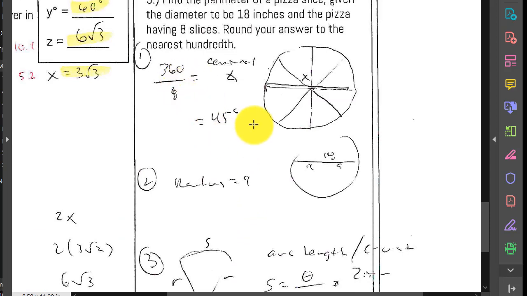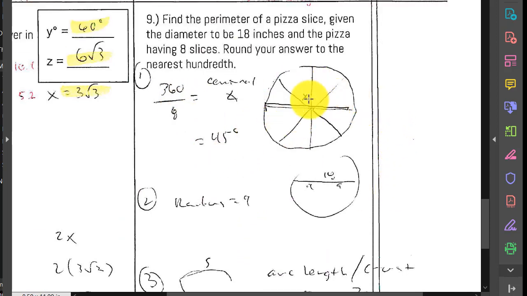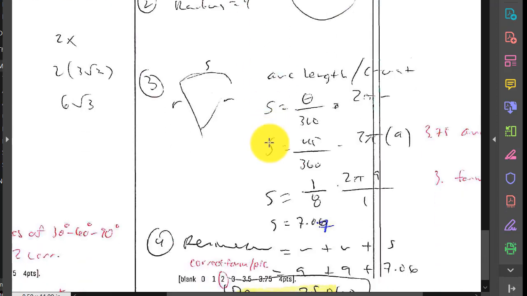So how do you find the central angle here? How do you find x? Well, if you basically take all of the angles, which is 360 degrees, and divide by 8, you get the central angle, which is 45. Each of these angles there are 45-degree angles. Then you use your formula.